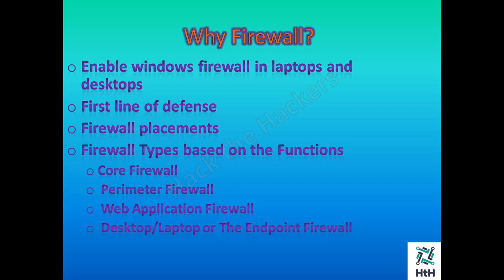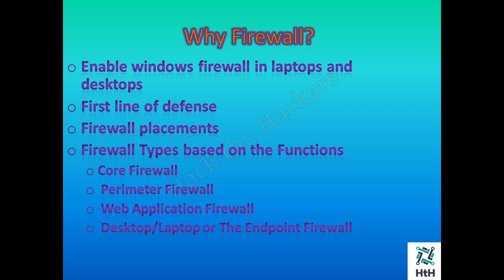Firewall is the first line of defense, that is, it prevents the attacks at the perimeter level of the network. A firewall must always be placed at the perimeter of the network so that the private network is not exposed to the attacks and threats. Based on the functions, that is where the firewall is placed, it has different names such as core firewall, gateway level firewall or perimeter firewall, web application firewall, desktop or endpoint firewall.